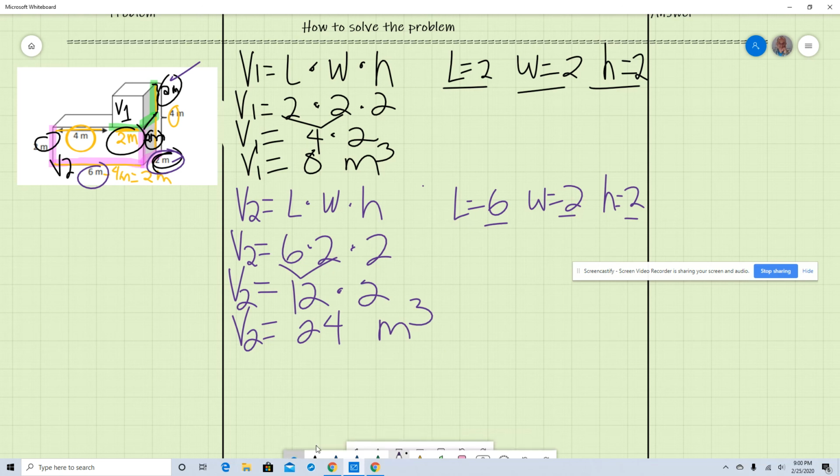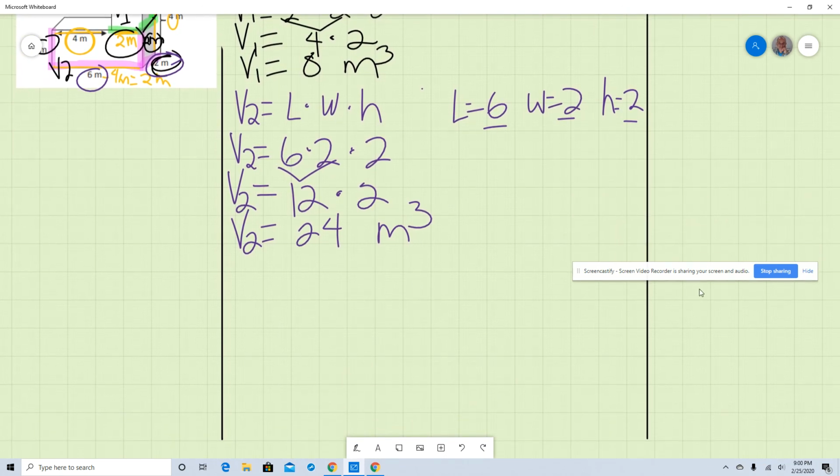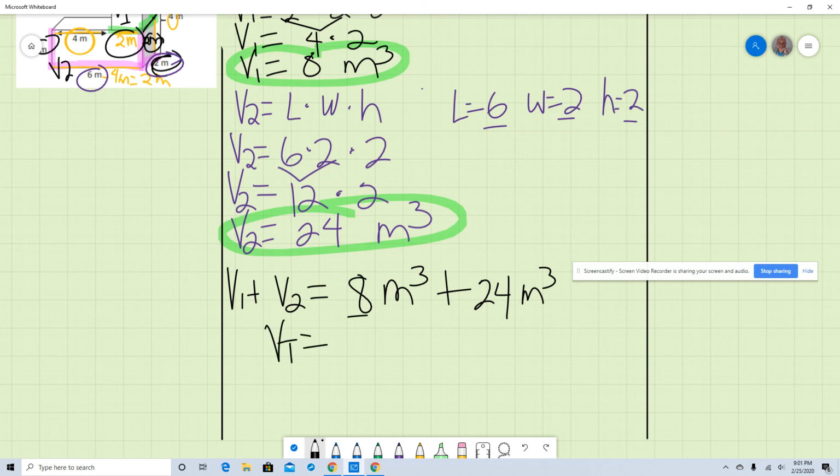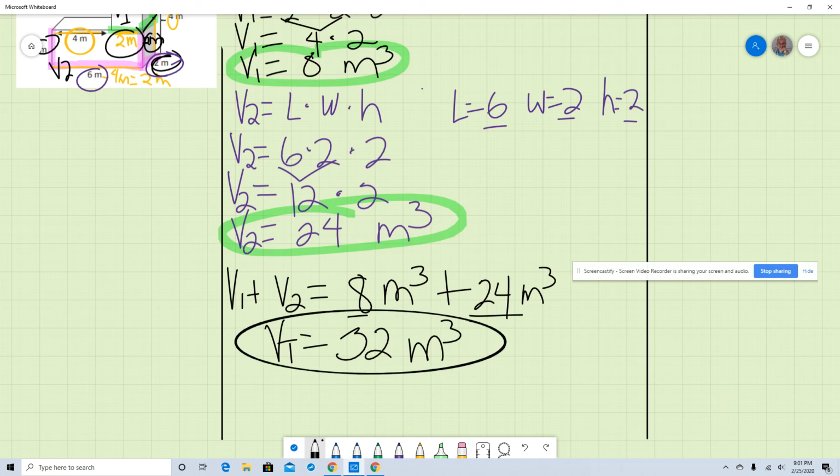Now, we need to find the total of this complex figure. As we can see, the total is already given to us. So here is the total. That's volume 1, and this is volume 2. So now we're going to write volume 1 plus volume 2 should give us a total. Volume 1 is 8 cubic meters plus volume 2 is 24 cubic meters. The volume total is going to be 8 plus 24 equals 32 cubic meters. Okay, so that will be our answer for this complex figure.